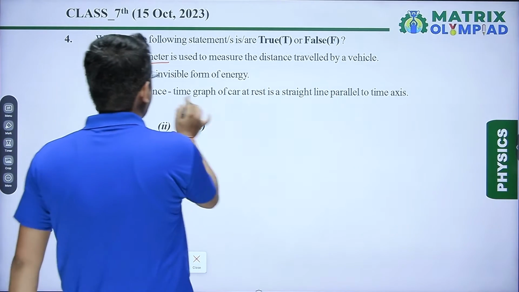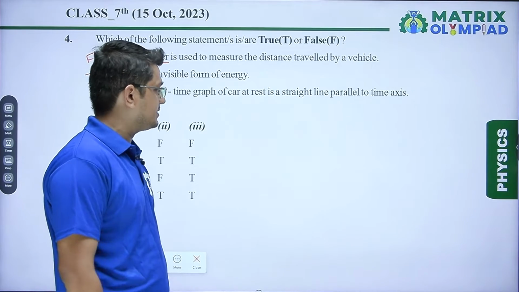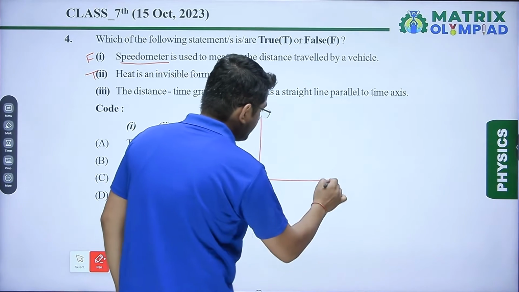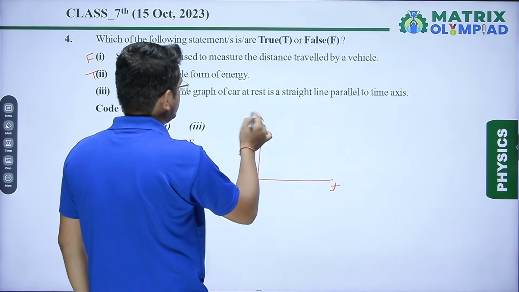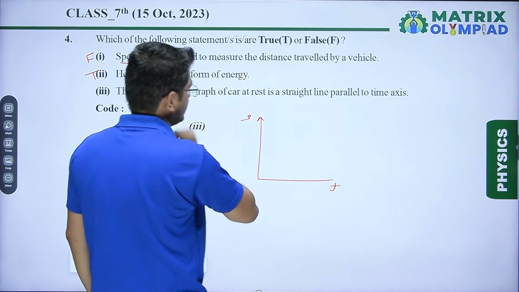The distance time graph of a car at rest. If you want to draw a distance time graph, let us take time on the x-axis, and on the y-axis we will take distance. Okay, let's say S.